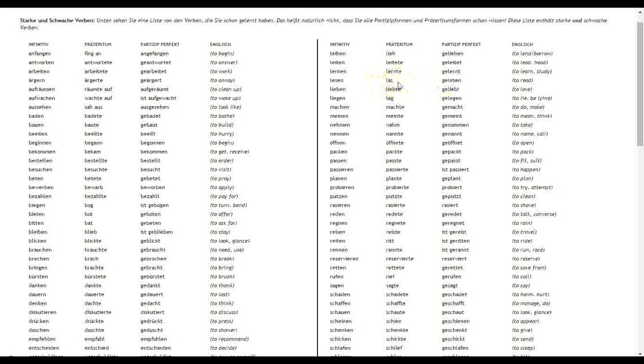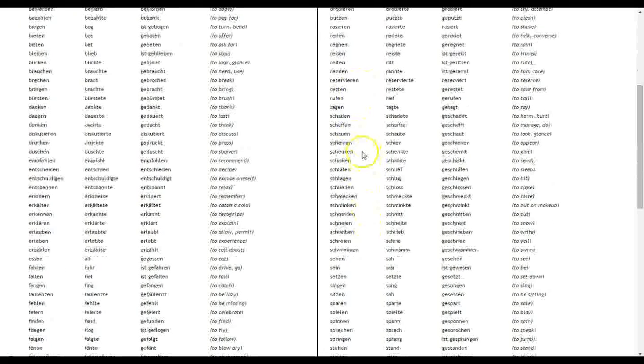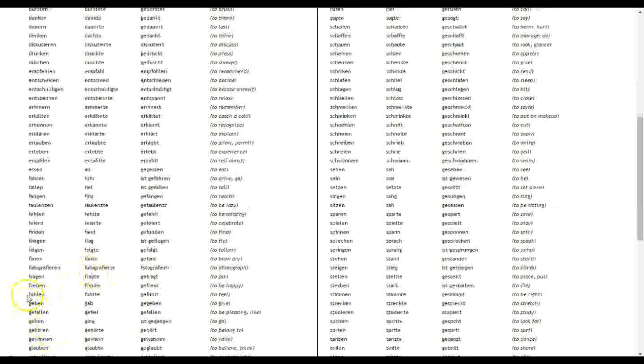Let's say I wanted to look up rufen, to call. I'll scroll down here. Rufen, the base is rief. If you look over here, essen, the base is aß. Fahren, the base is fuhr. Oh, here's another good one. Fliegen is flog. So that's one way to look it up, is to use charts in your appendix, typically, or an index even in your book. So kind of look to see what you have available.